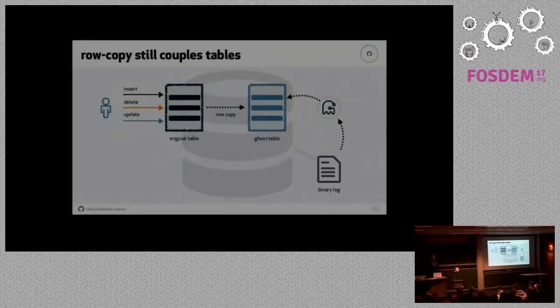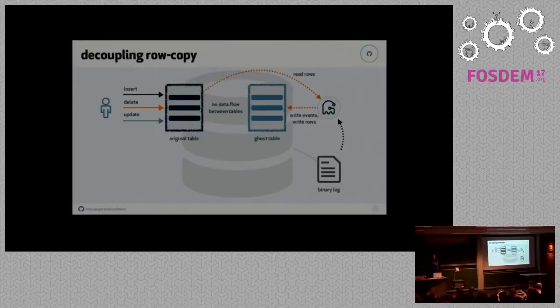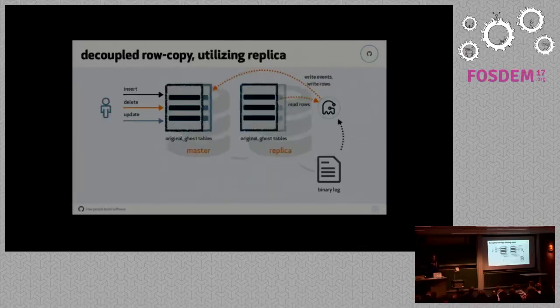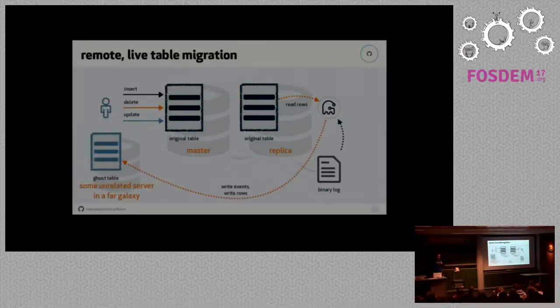One of the last things I want to mention is that now the row copy is done with just an insert into a select from. But eventually there are ideas about decoupling that, and then you can actually read from a table and write to another table. And then there are other things you can do eventually, like a live table migration. So you're reading from the binary logs, you're reading the original rows from the server, you're writing it to a completely unrelated server, which allows you to do a live migration of a table, which is pretty nifty.